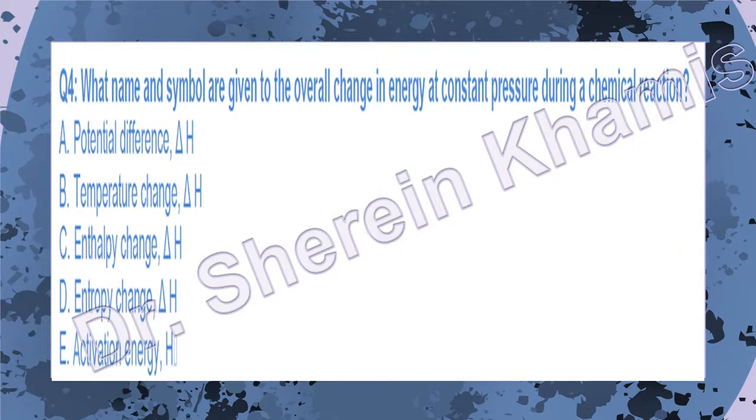Question 4 says: what name and symbol are given to the overall change in energy at constant pressure during a chemical reaction? We have potential difference delta H, temperature change delta H, enthalpy change delta H, entropy change delta H, and activation energy H. What we have to express, all over the reaction changes in the heat energy, we can say is enthalpy change, delta H. I think it's an easy question. Let's go to question 5.